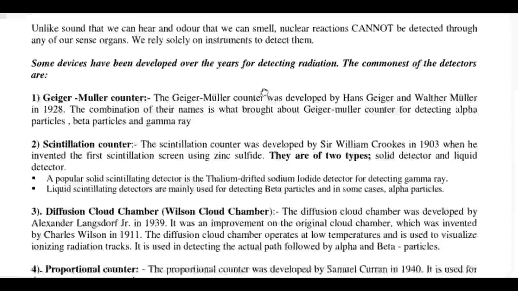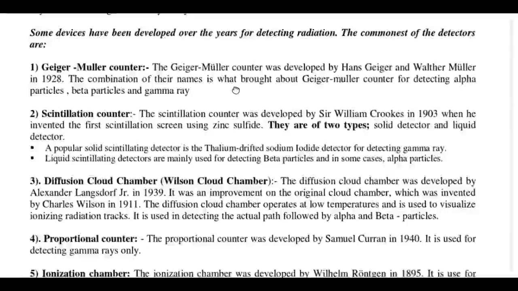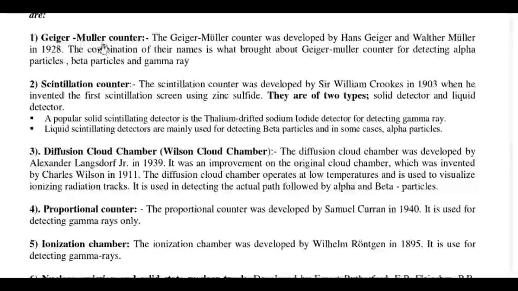So let's look at some of the devices that have been developed over the years for detecting radiation. And the common ones are these. Number one, we have the Geiger-Müller counter. The Geiger-Müller counter was developed by Hans Geiger and Walter Müller in 1928. The combination of their names is what brought about the Geiger-Müller counter, and it is used for detecting alpha particles, beta particles, and gamma rays.